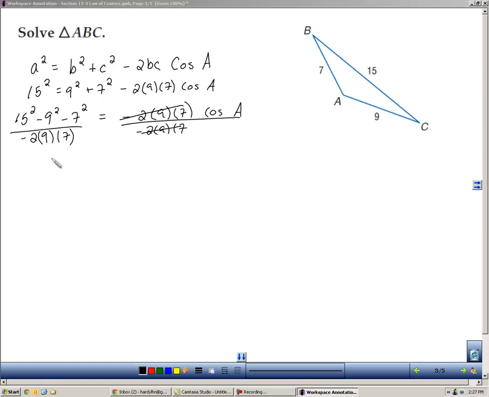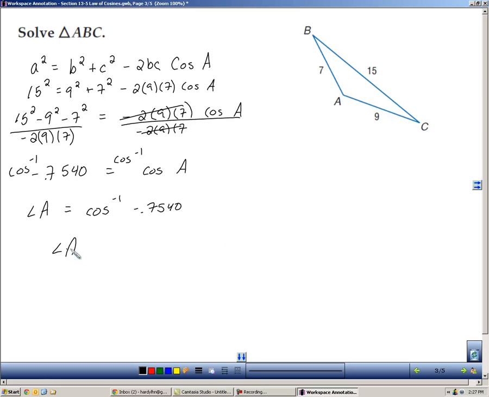So if you do this properly with parentheses and everything, you're going to get -0.7540 equals the cosine of angle A. Now to get angle A, we have to get rid of cosine, so again we take the inverse cosine of both sides. So angle A is the inverse cosine of -0.7540, which you can type into your calculator. So angle A is 139 degrees.